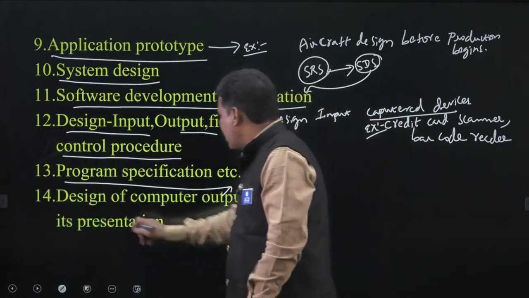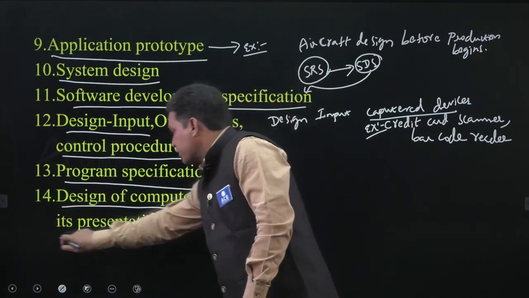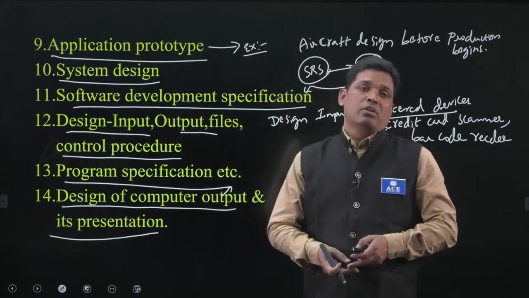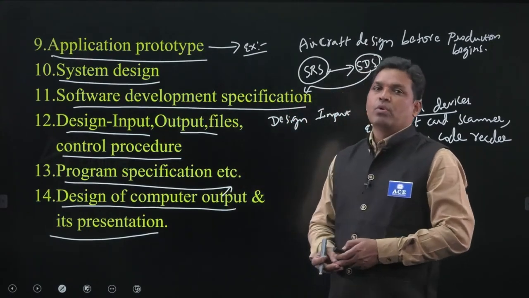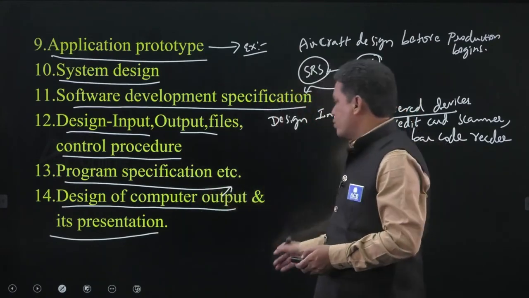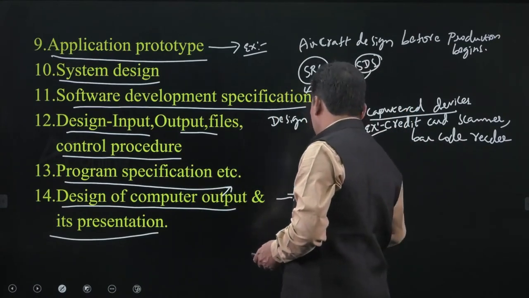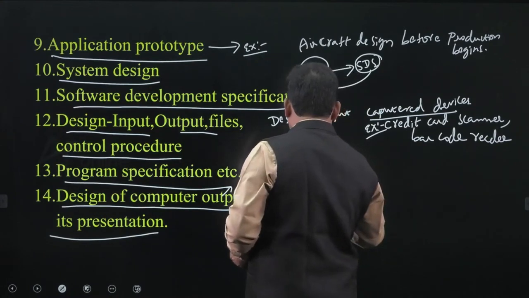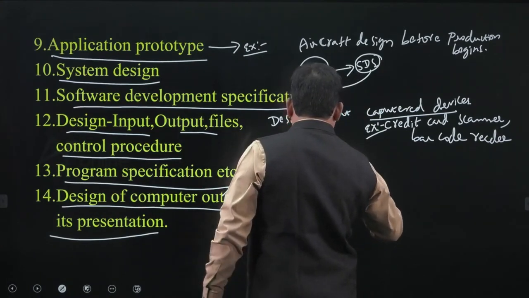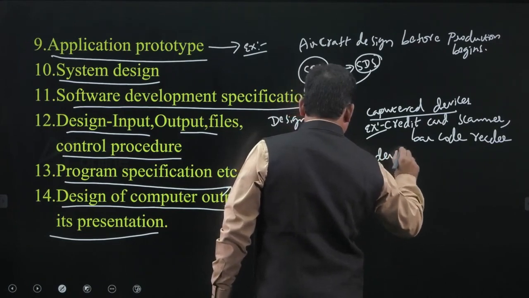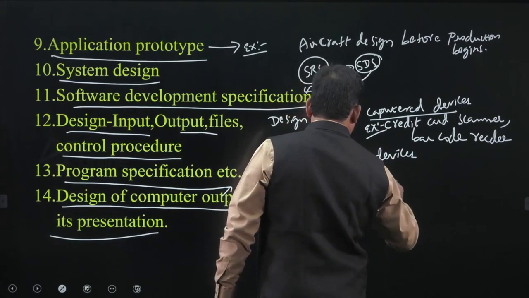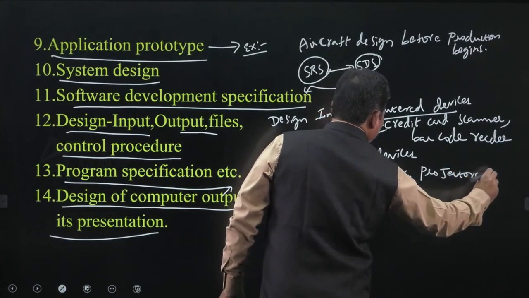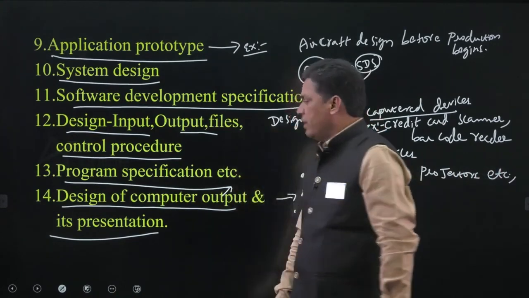Next is the design of computer output and its presentation. Once the input is given to the software system, it can process and produce the output by using various output devices. What are those various output devices? Monitors, printers, projectors, etc. All these are output devices.